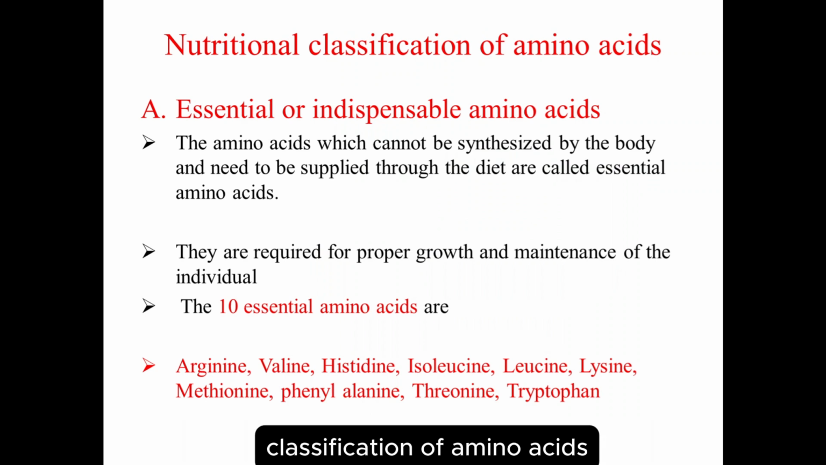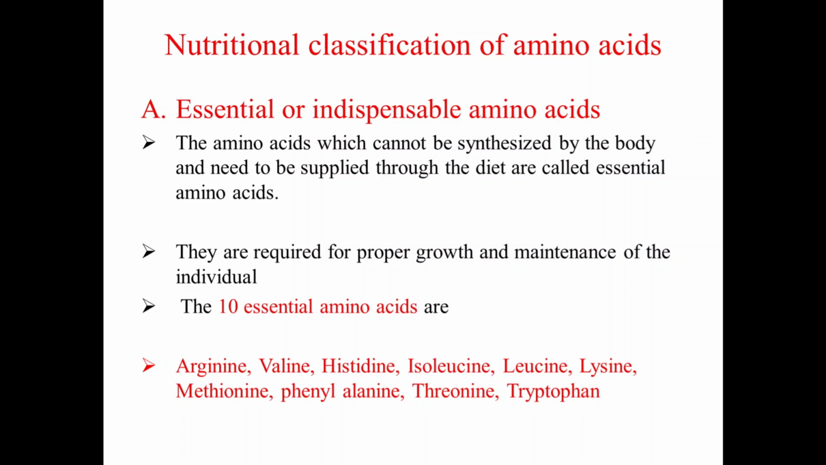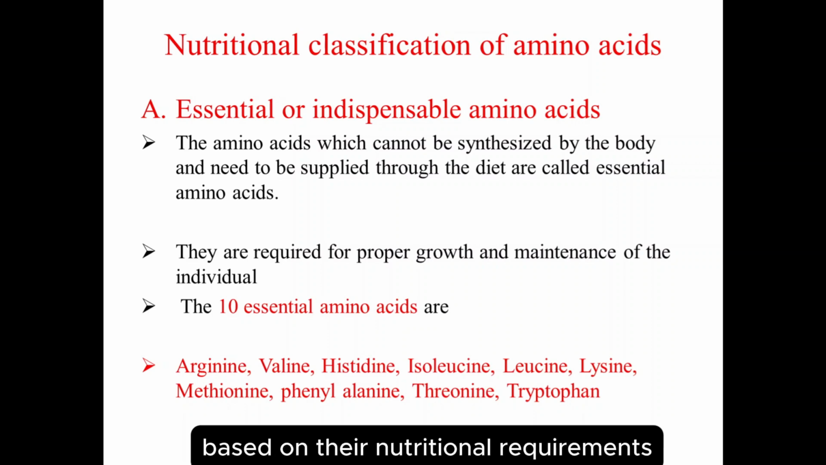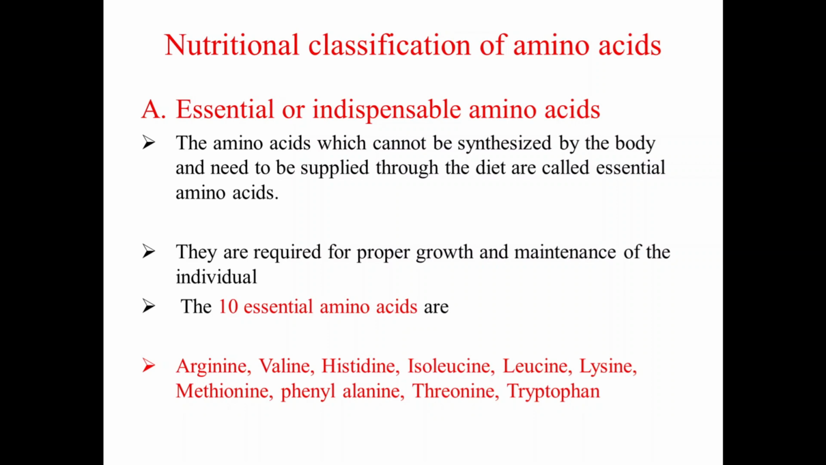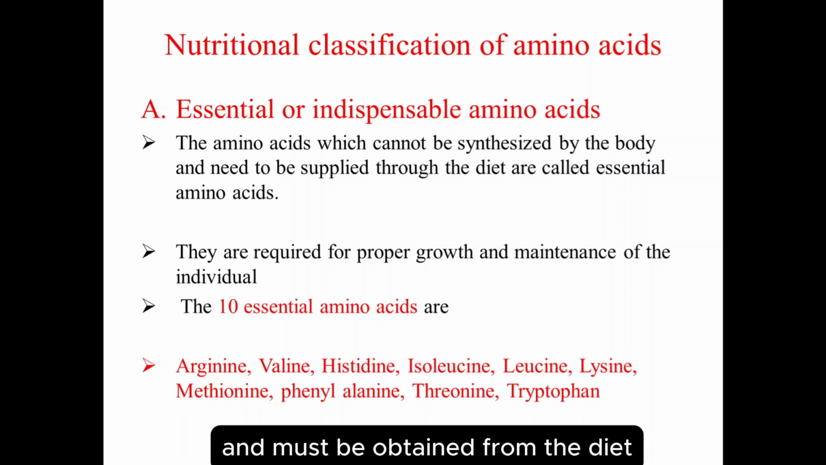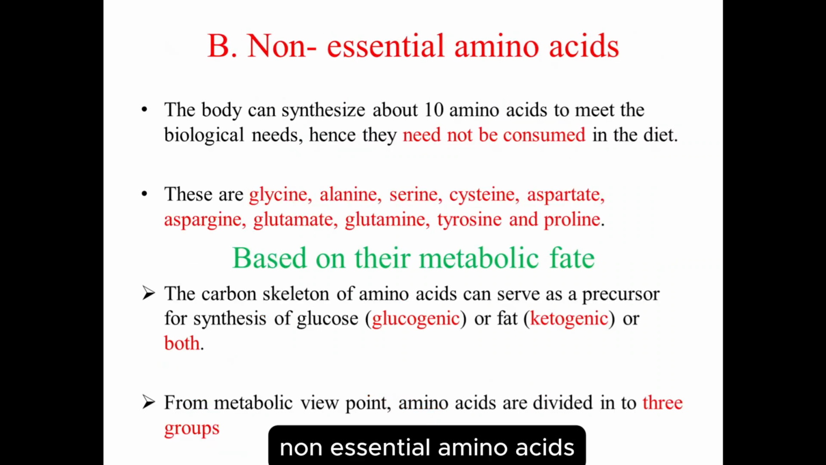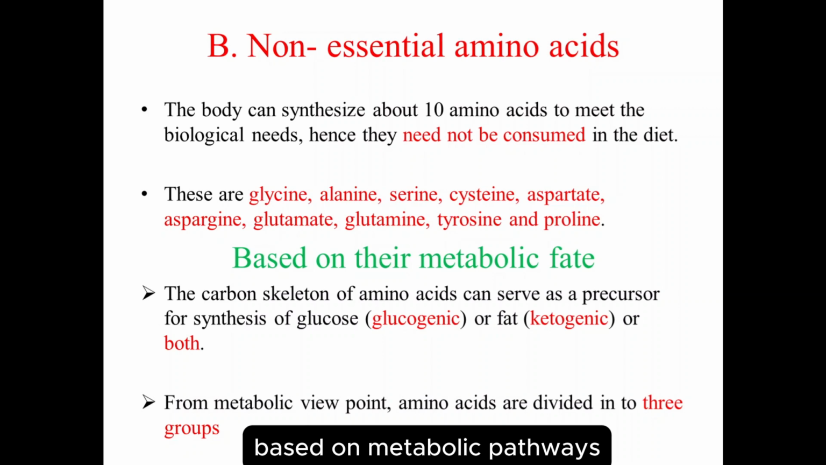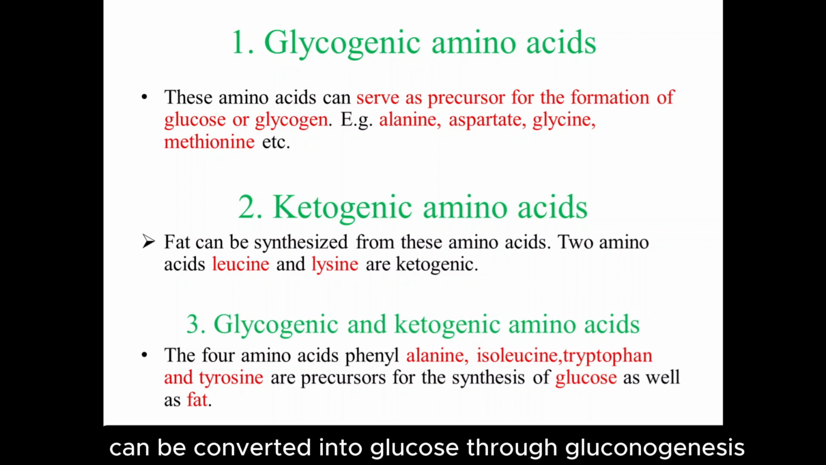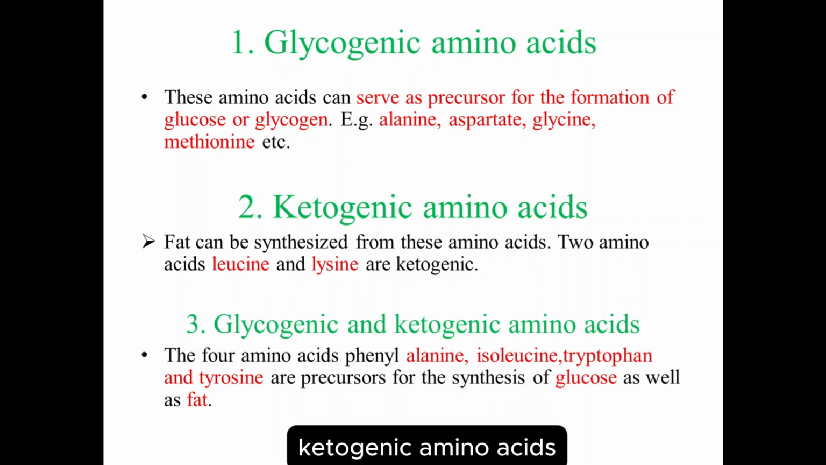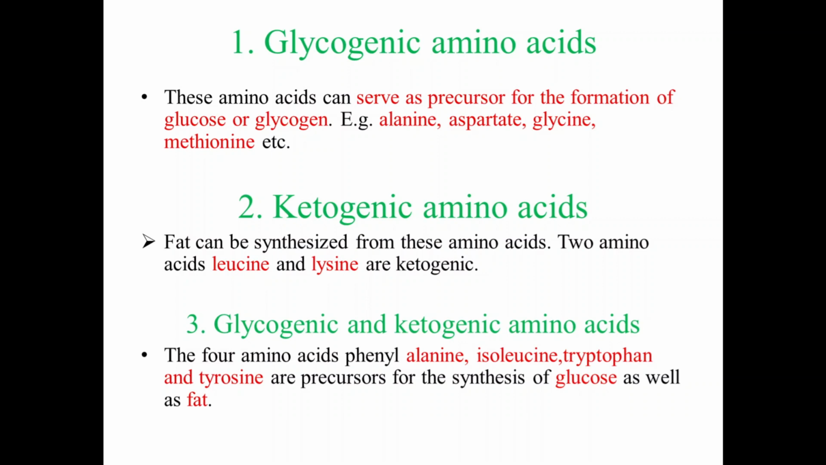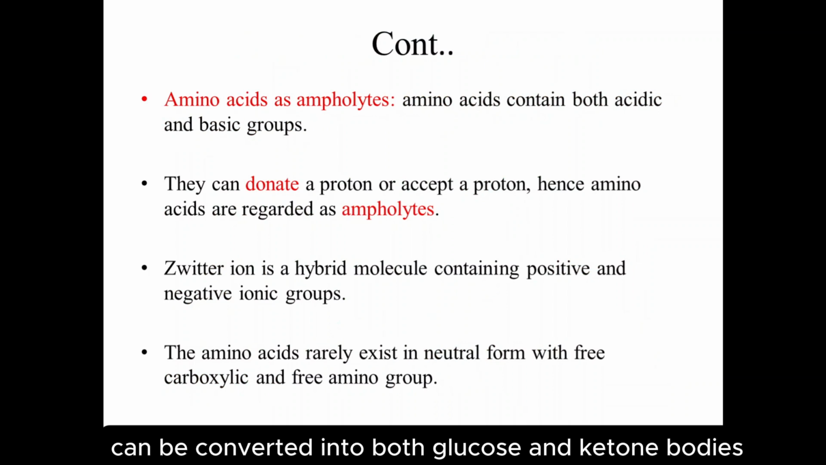Classification of amino acids based on nutritional requirements. Amino acids are classified into two major categories based on their nutritional requirements. Essential amino acids cannot be synthesized by the human body and must be obtained from the diet. Non-essential amino acids can be synthesized by the human body through metabolic pathways. Glucogenic amino acids can be converted into glucose through gluconeogenesis. Ketogenic amino acids can be converted into ketone bodies. Both glucogenic and ketogenic amino acids can be converted into both glucose and ketone bodies.